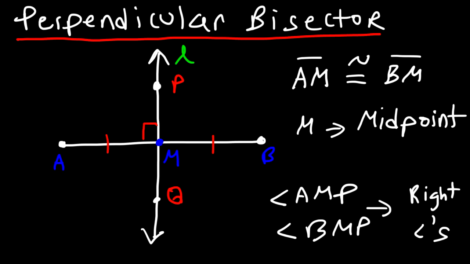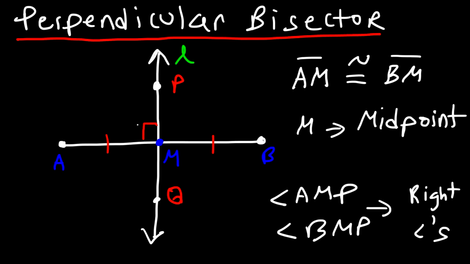Personally, I like to think of perpendicular bisectors as a hybrid of a median and an altitude. So like a median, it touches the segment at the midpoint and it bisects it into two equal parts. And like an altitude, it forms right angles. So it has features of both.